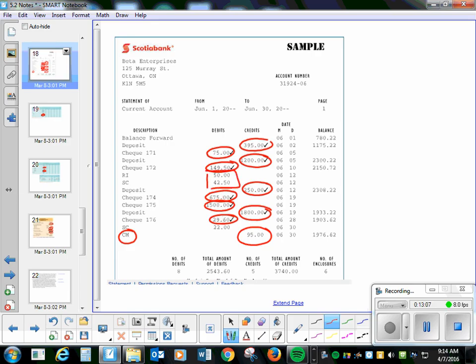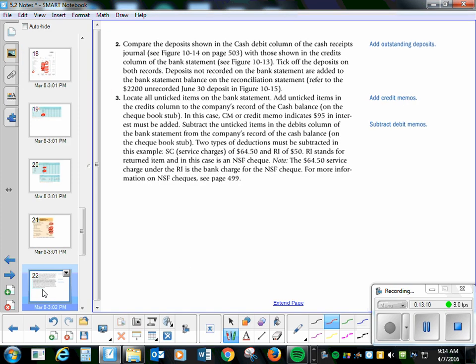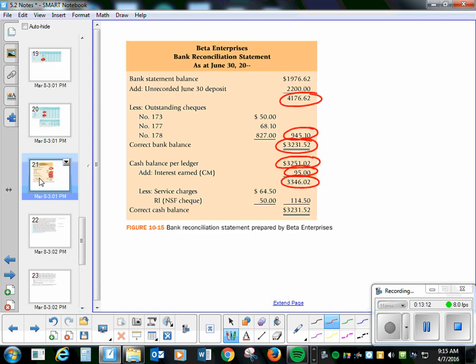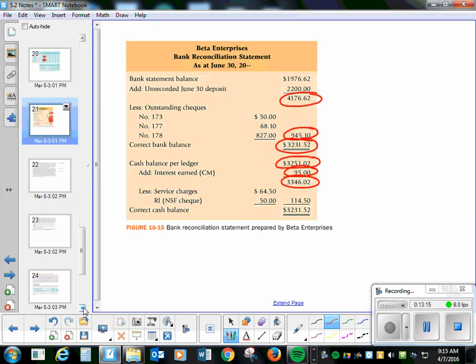And you'll notice here that there was a couple things here. All this flipping back and forth. What happened is you have the service charge, and an RI means returned item, NSF check. NSF check means that they're returning that to you, saying you didn't actually pay it, you didn't have the money there. And when you have an NSF check, they charge you huge amounts of service charge. So in this case, it was $64.50. So you didn't know that was going to happen. So you need to take that out of your account on your record sheet as well. And when you do that, you get the same total that the bank says you have.